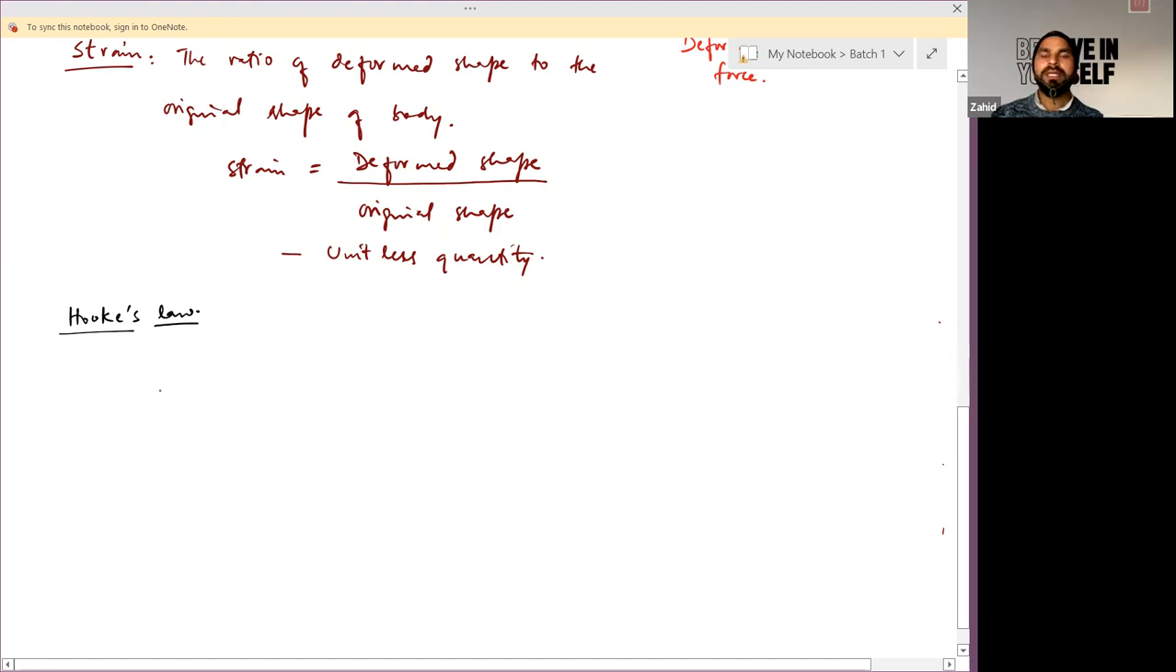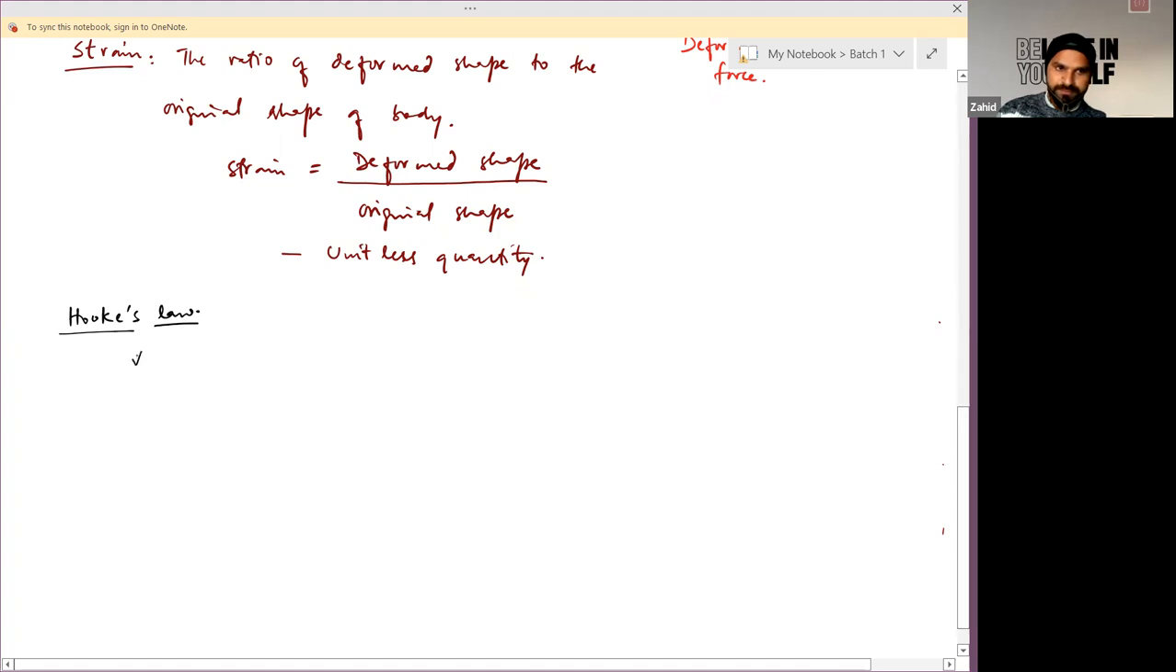Next, the nature of material should be the same, and it should be within elastic limit. I will define later what elastic limit means. So Hooke's law states, at constant temperature and within elastic limit, the more stress you apply to a body, the more deformation will be produced, or the more strain will develop. So stress and strain are directly proportional to each other.